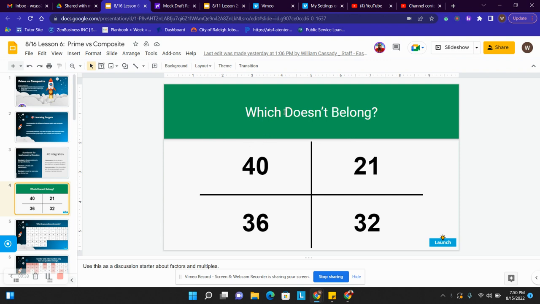All right. Which number doesn't belong? 40, 21, 36, 32. So look at those numbers carefully and tell me which one of those does not belong.